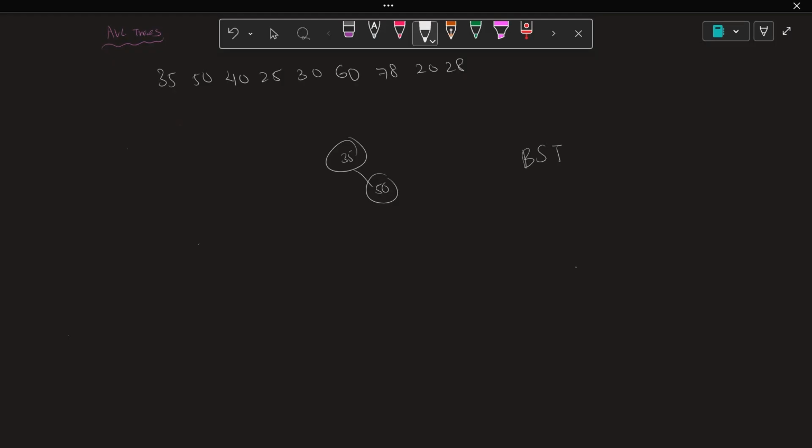All right, so let's continue with this problem. We put 35, we put 50. Now we have to put 40. So where does 40 go? 40 is greater than 35 but less than 50, so it's going to go over here.